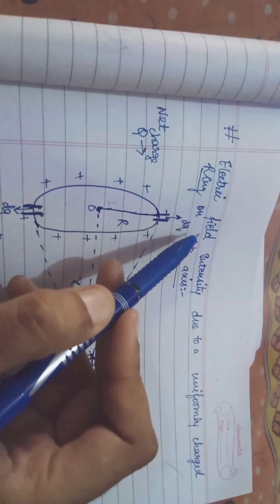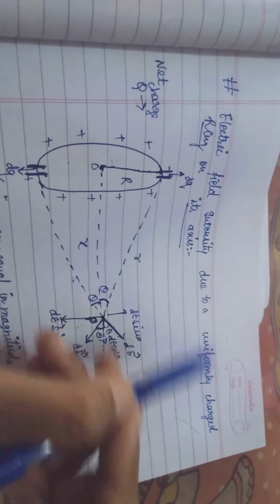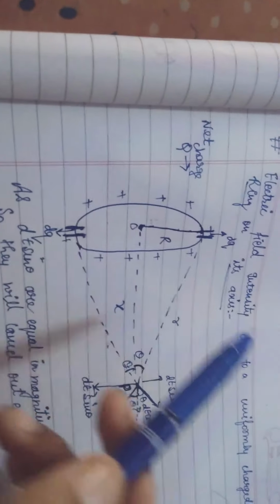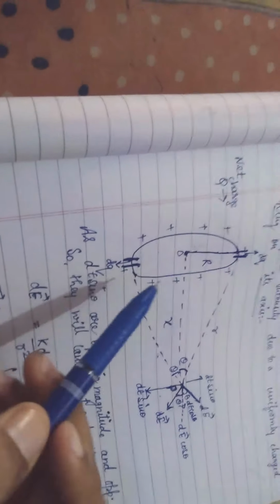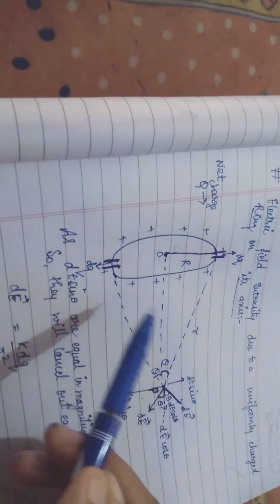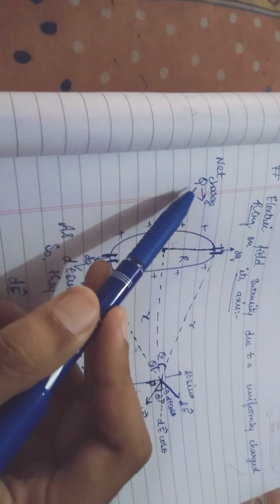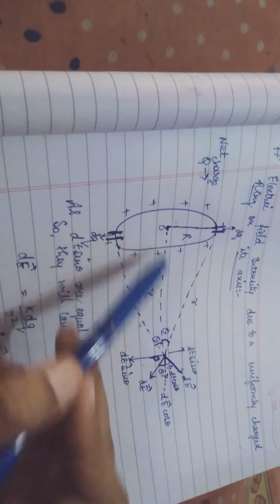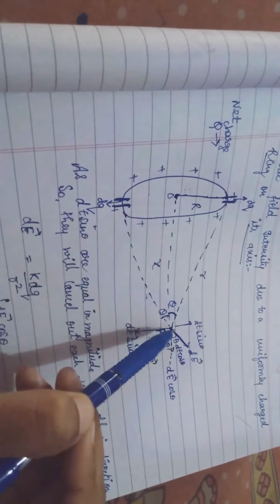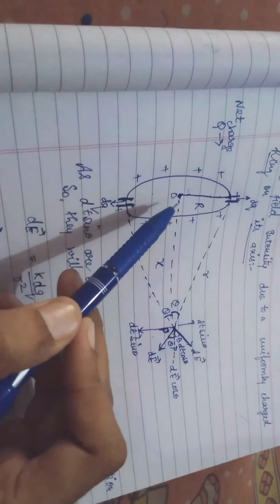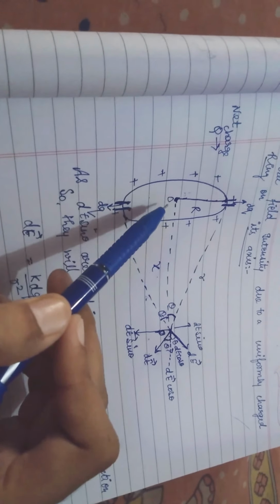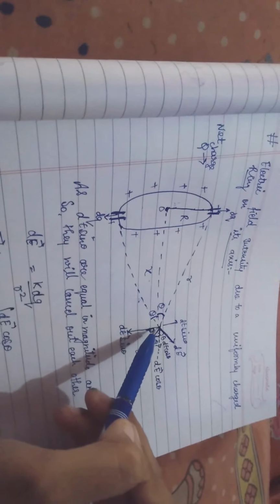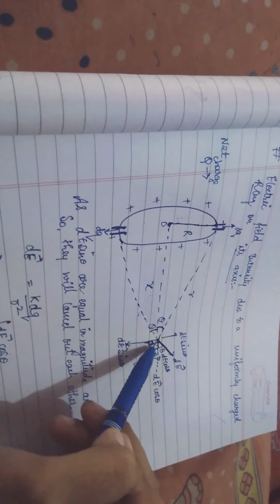Here we will find the electric field intensity due to a uniformly charged ring on its axis. To find the electric field intensity, we have to consider a ring of radius r, with a uniform positive charge distributed over it. We have taken a point P along its axis, at a distance x from the center of the ring. We wish to find the electric field intensity at point P.